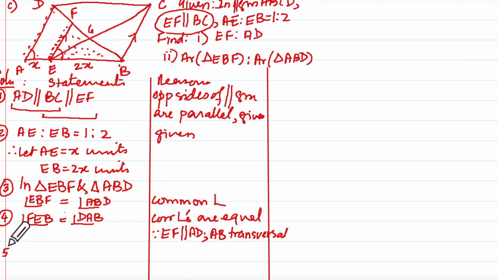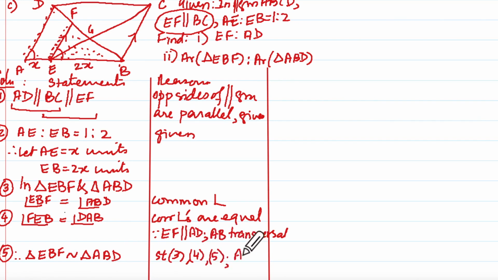We come to the fifth one. Therefore, the two triangles, what will you say? Triangle EBF is similar to triangle ABD. What will we say as the reason? From statements 3, 4, 5, and which test? AA test for similarity. Okay, so up to here will be your 1 mark.